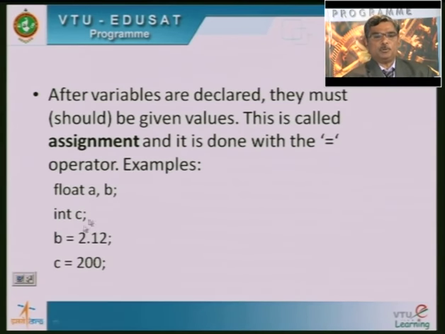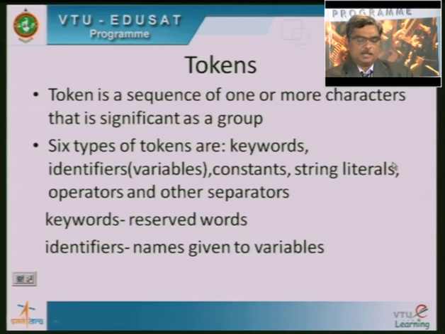So this is how to assign a variable. B is assigned 2.12 because B is of type float. C is equal to 200 because C is an integer variable. So this is how you assign any value to a variable through the assignment operator, the equal to sign. You observe some variables, some constants, and some built-in keywords in the previous program.